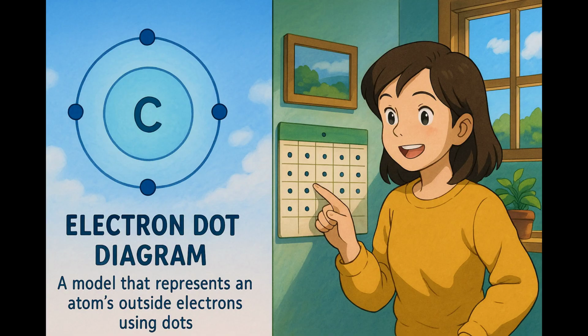Imagine trying to remember which of your friends are available to hang out by looking at a calendar with dots on it. Just like how each dot on the calendar represents a friend who is free on a particular day, an electron dot diagram uses dots to represent the electrons available for bonding in the outer shell of an atom. In this analogy, the calendar is like the atom, and the dots signify the friends or electrons that can interact, helping you visualize which atoms can bond together, much like figuring out whose schedules align for a gathering.